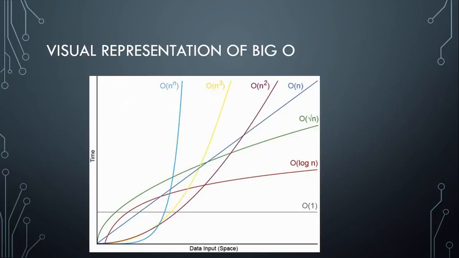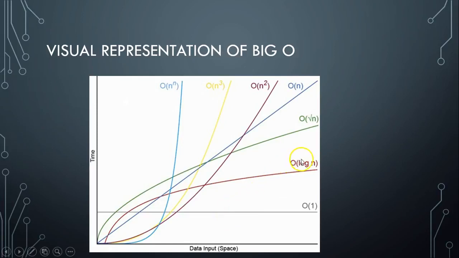So here's a quick visual representation of some of those. In here you can see we have big O of 1, and you can see if we have very small data sets, big O of 1 is not necessarily the fastest. But as the data sets get larger, big O of 1 is the ideal situation to be in.